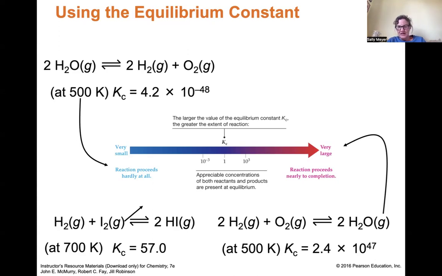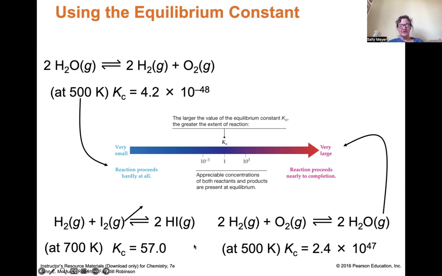This just shows you that, depending on the equilibrium constant's value, it tells you whether you have mostly product or mostly reactant. For example, in the top reaction, water forming hydrogen and oxygen, if the equilibrium constant is 10 to the minus 48, essentially that says you have very, very little product when you reach equilibrium, and you have mostly all reactant, because that ratio is such a small number.